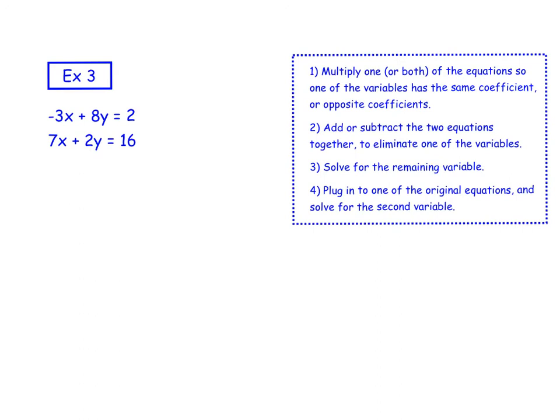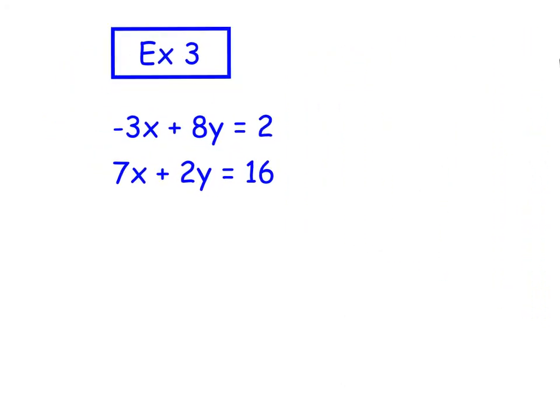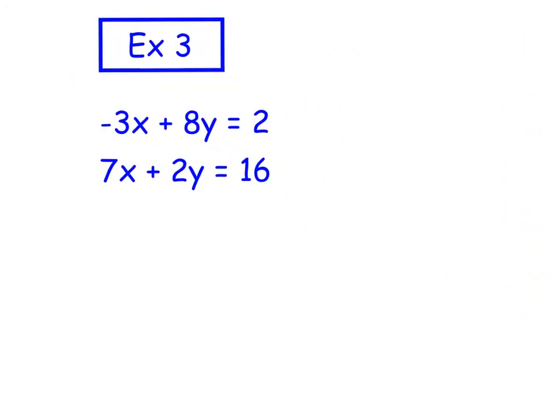This one's going to be a little bit more tricky than the previous two. If you notice here, the x's are negative 3x and positive 7x, so those aren't going to cancel out. And the y's are 8y and 2y. Those aren't going to cancel out, so we cannot add or subtract these equations the way they are written right now. So we're going to have to do the first step, which is multiply one or both of those equations to get the y's to cancel out. Or the x's, I'm sorry.